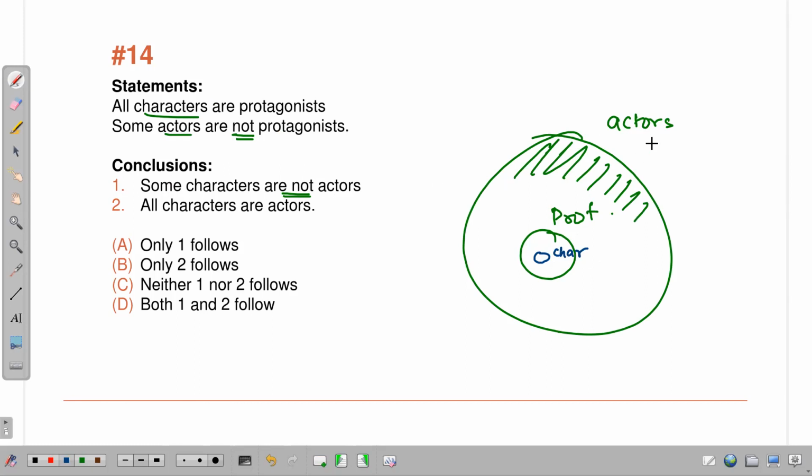So some characters are not actors is going to be false, because all of the characters are actors in this case, so this is wrong at MID. And then all characters are actors. All characters are actors is kind of true, but at MID.